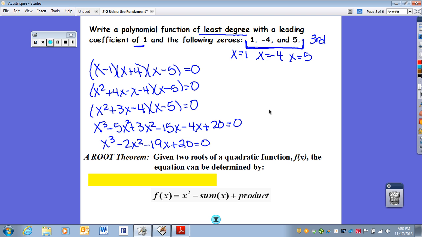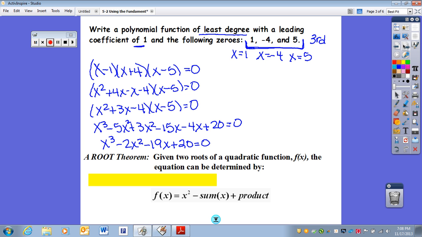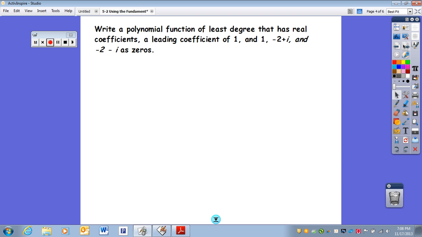It's not too bad when you have those types of roots, but it could be really helpful to use that shortcut when you have your imaginary or complex conjugates. Let's give you an example of that on the next one. So, write a polynomial function of the least degree that has real coefficients, a leading coefficient of 1, and the roots will be 1, -2 plus i, and -2 minus i.